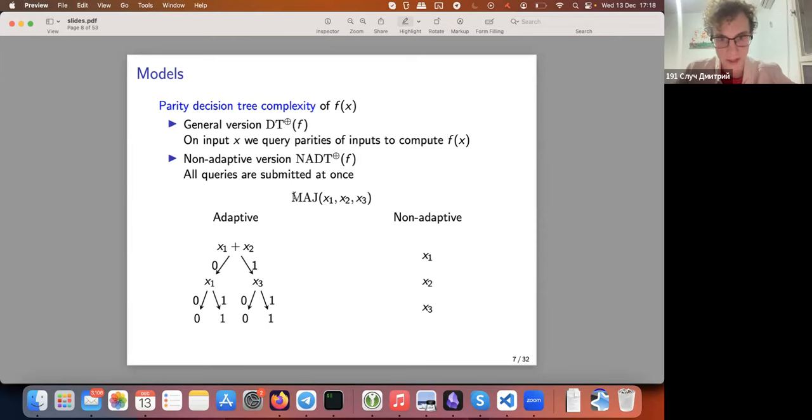For example, we can consider majority. There exists an adaptive protocol where we first query the parity of the first two bits, and then depending on it, we either query the first bit or the third one, and we can compute the function in two queries. In the non-adaptive case, we would have to query all the bits.